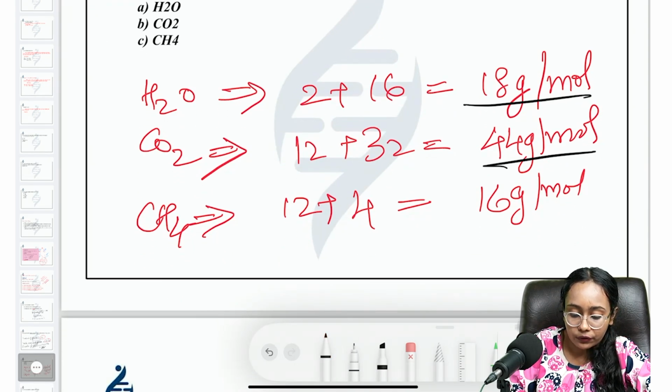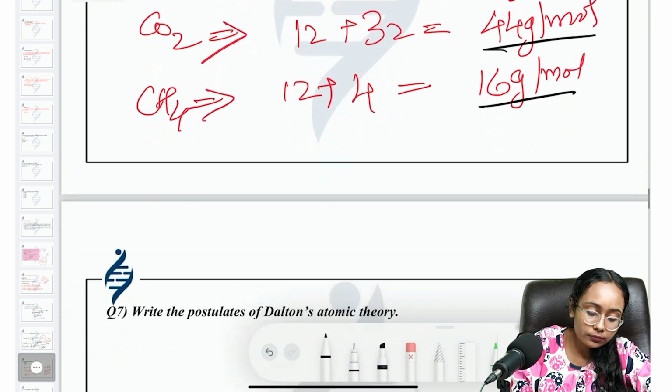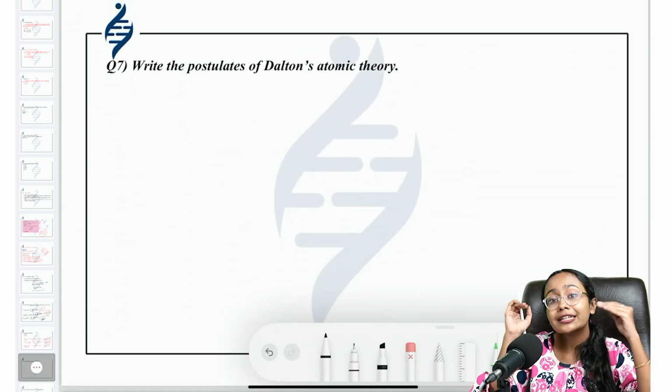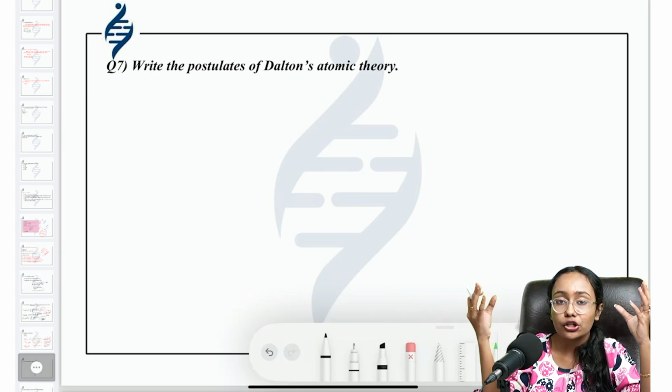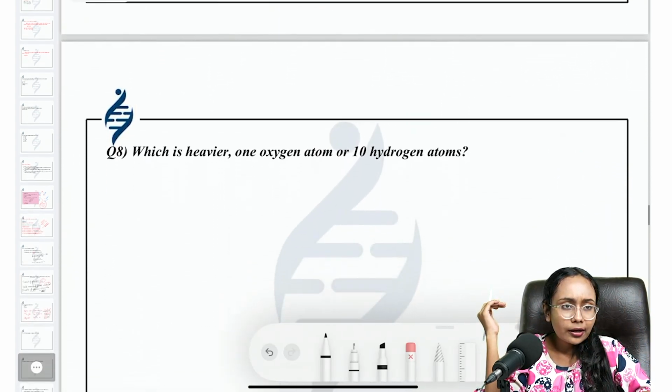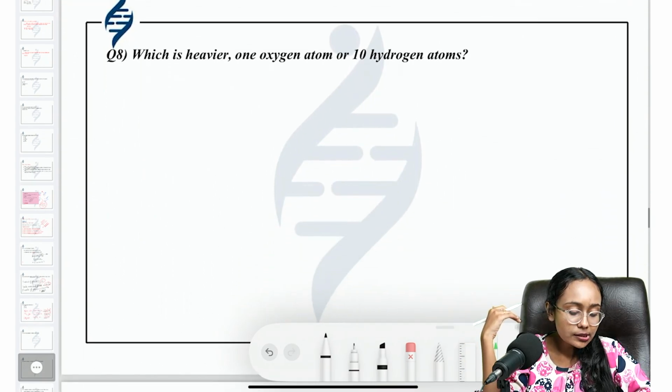18 gram per mole, 44 gram per mole, 16 gram per mole. It's just a very simple question, right? Write the postulates of Dalton's atomic theory. I've already discussed Dalton's atomic theory in the previous part. Just listen to it. Around 4 to 5 postulates are there from Dalton's atomic theory.